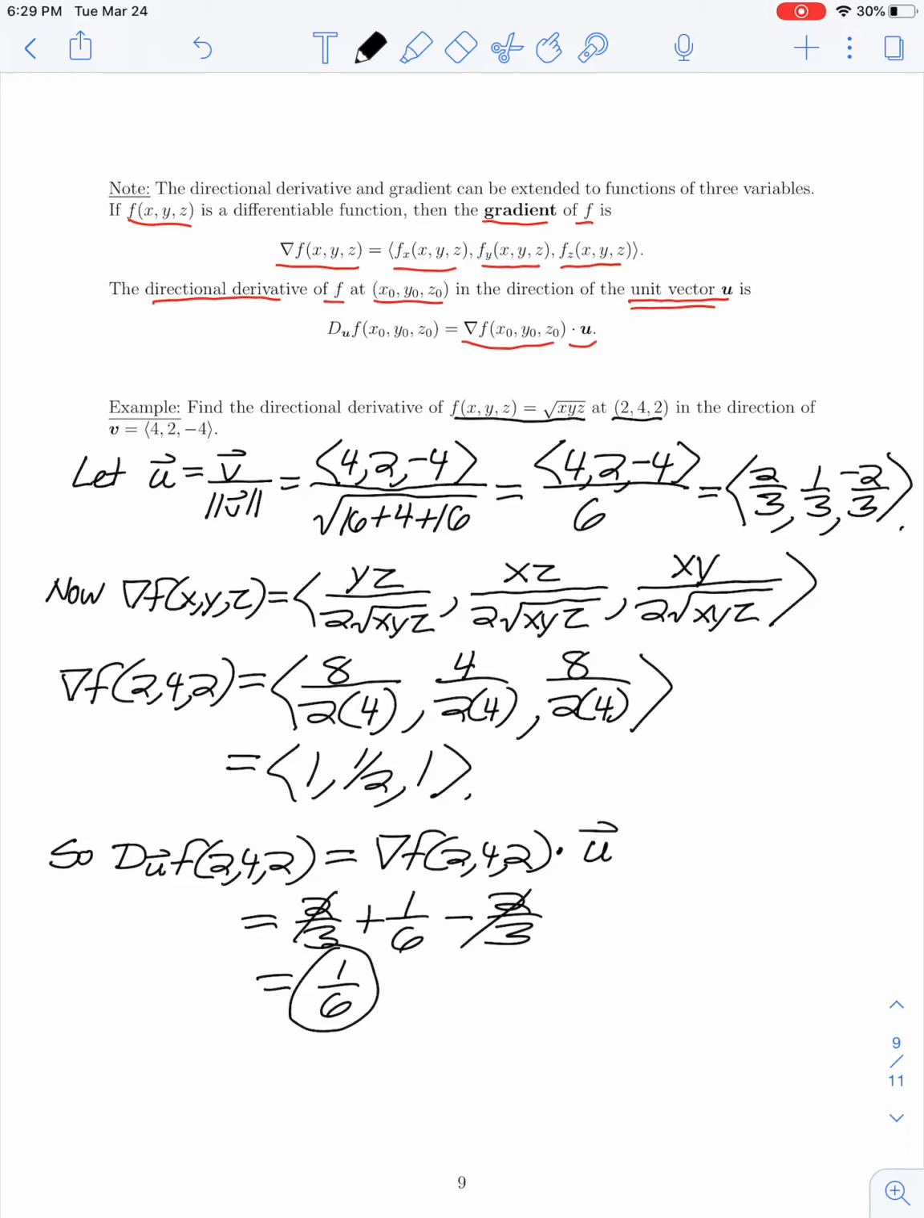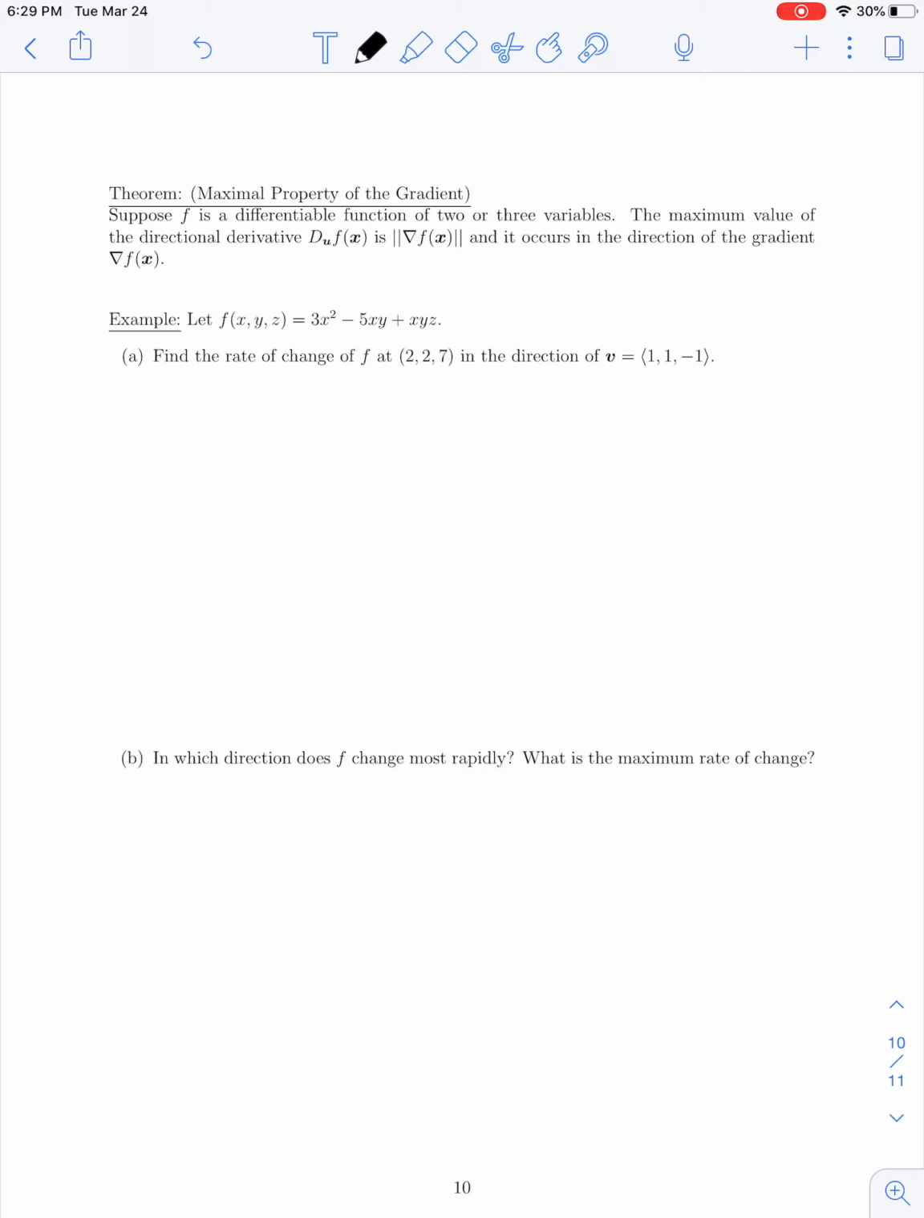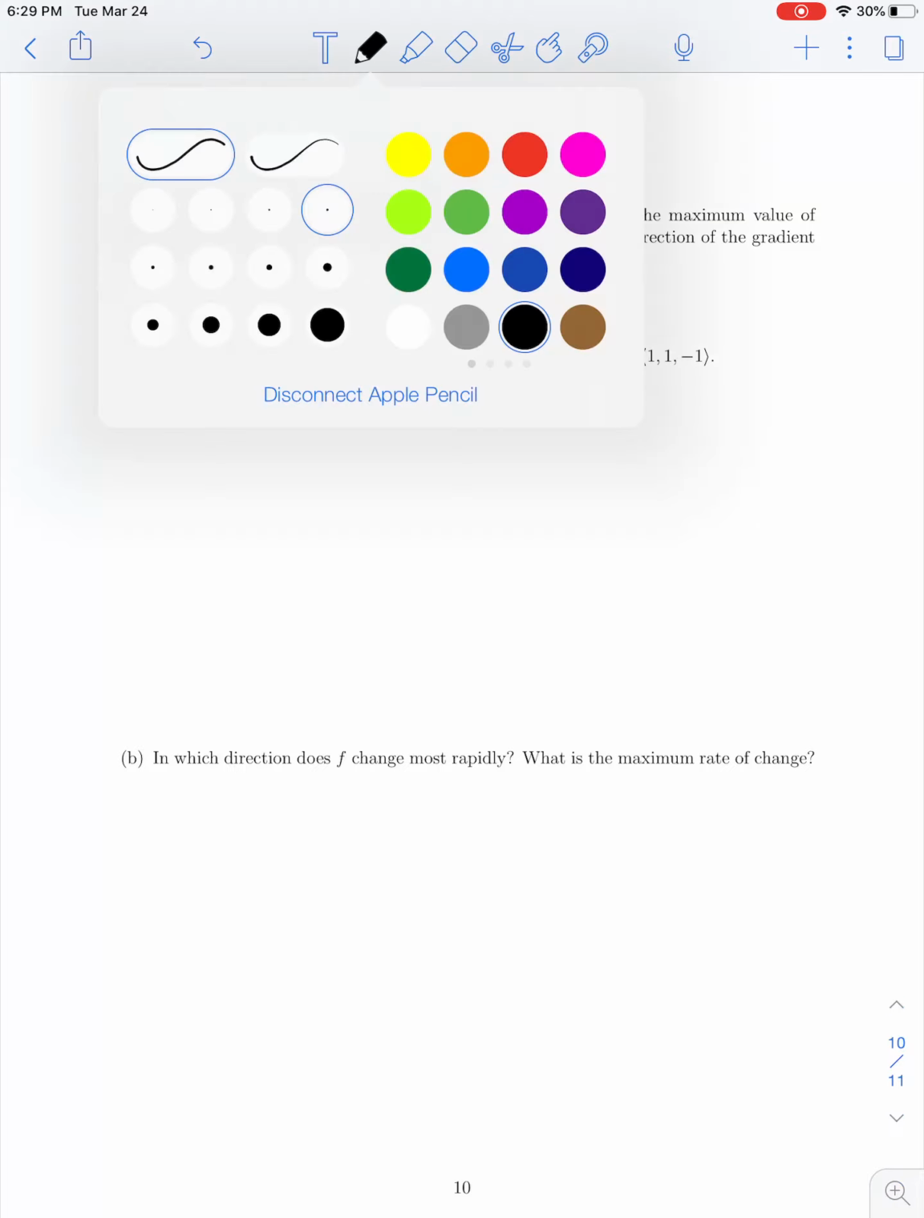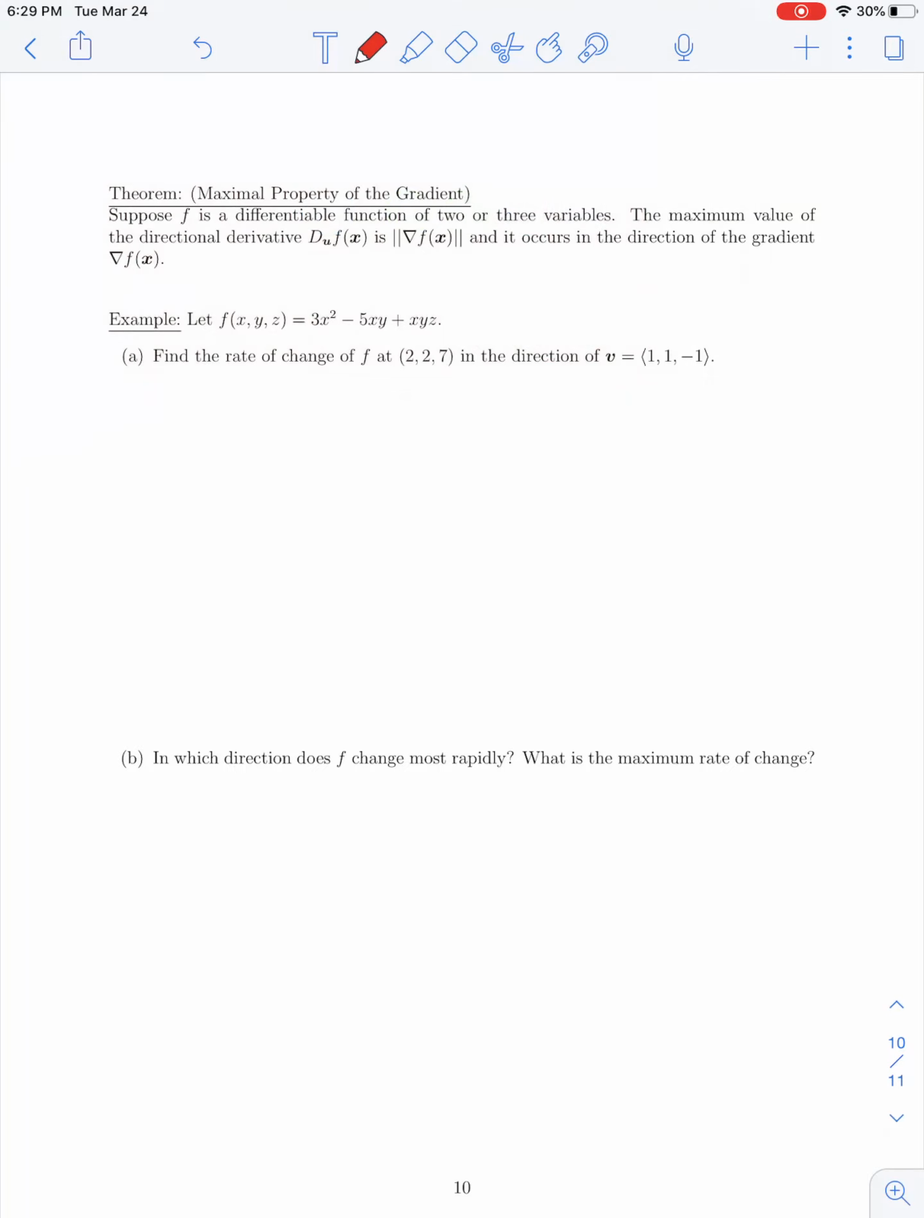Okay. Now in the last part of this section, we're going to talk about some applications of the gradient vector. Now, the first application that we'll talk about, other than using it to find a directional derivative, is the so-called maximal property of the gradient. So let's explore what exactly this property of the gradient specifies.